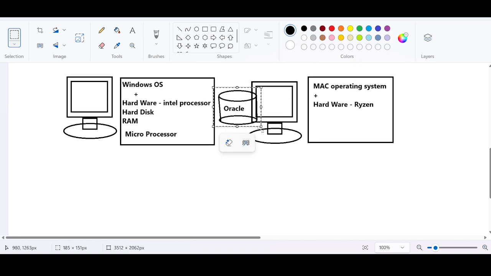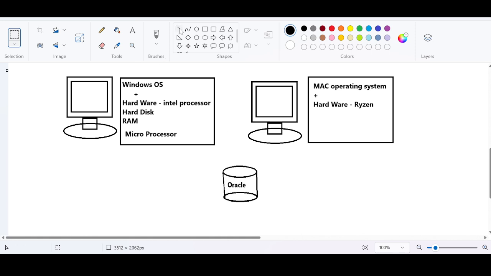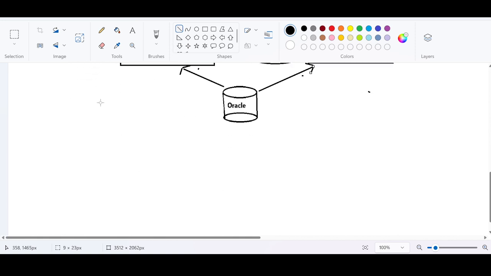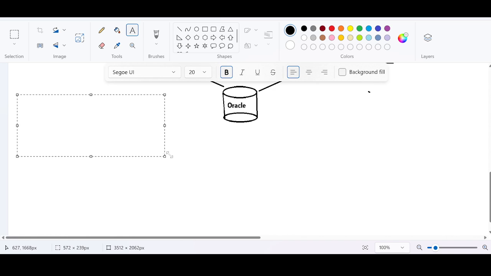Making sense? That's why it is called a platform independent database. This database is okay with this, okay with this. No issues. There are no specific restrictions. Again, in the real time example, what does it really mean when you say platform dependent?